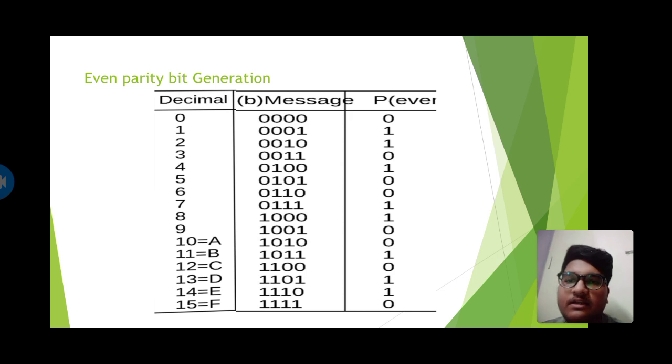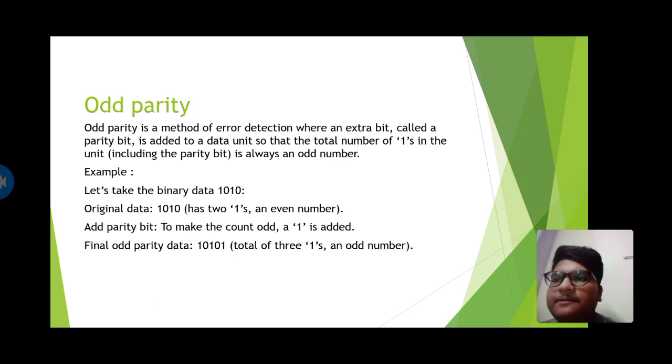Now next, let us come to odd parity. Odd parity is similar to even parity, but it is a method of error detection where an extra bit called a parity bit is added to a data unit, so the total number of ones in the unit is always an odd number. Odd parity should consist of an odd number of ones, but in even parity we should have only an even number of ones.